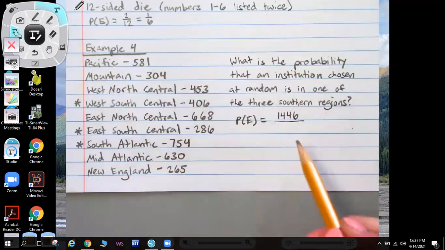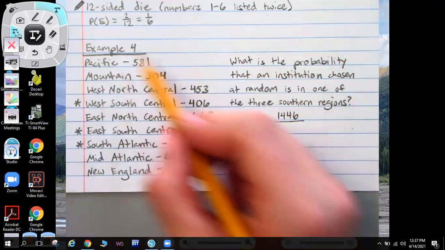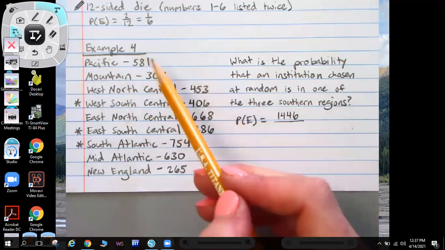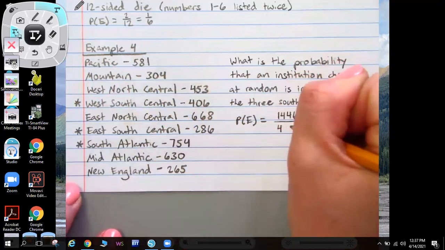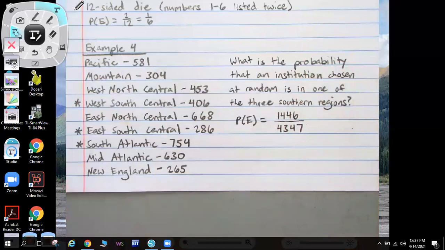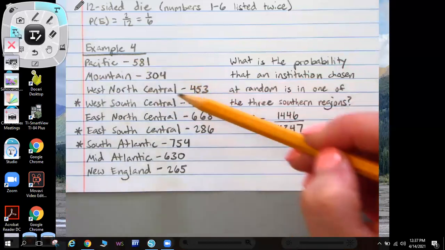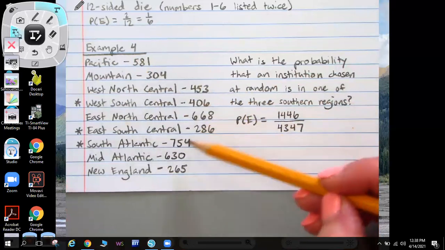In the denominator, we have to total up all of the possible outcomes. So all the possible outcomes are all of these numbers added together, which should be 4,347. So out of the 4,347 total colleges and universities in the country, 1,446 of them are in the 3 South regions.